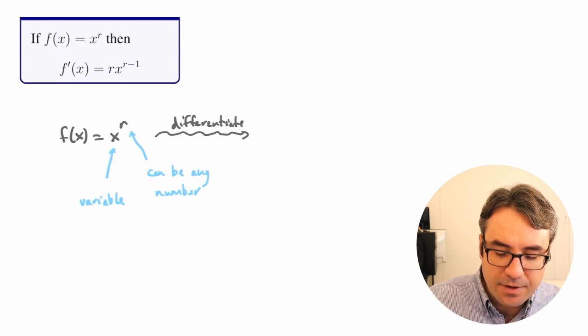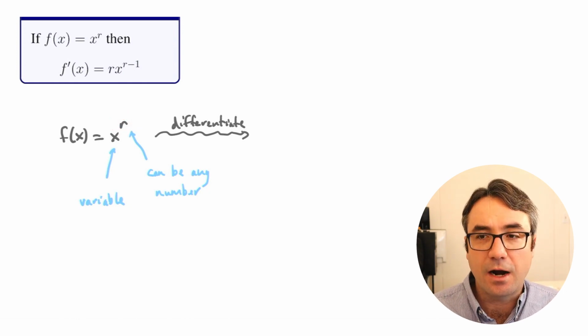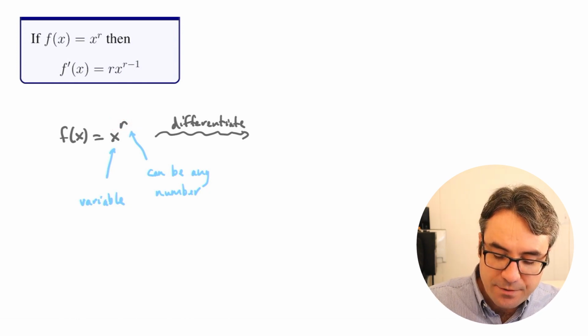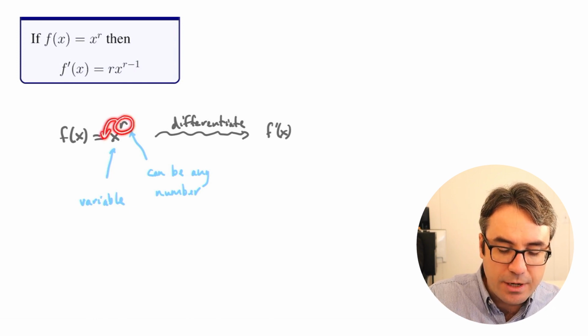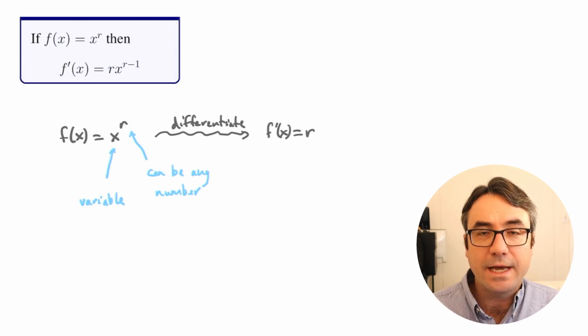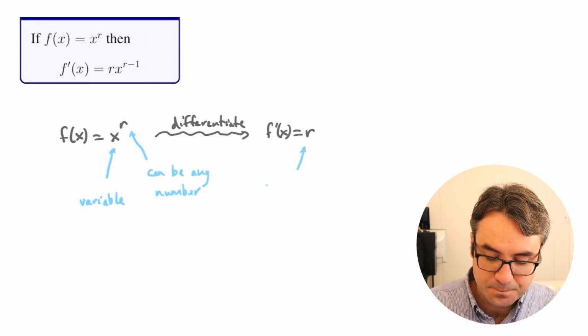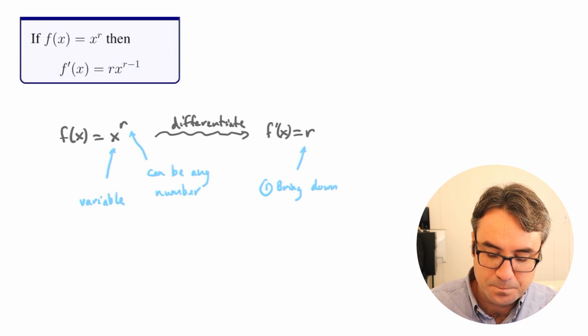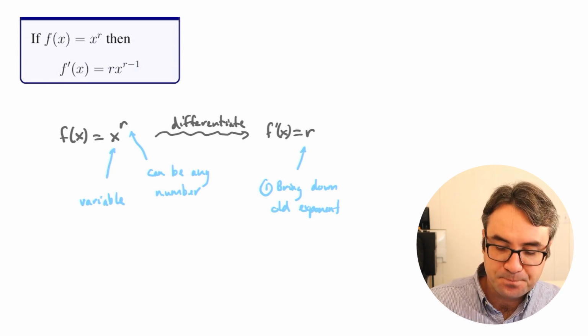I like to think of it in 3 steps. I'm going to look at this old exponent of r, and to get the derivative, I'm going to bring that old exponent down and put it in front. That's my first step. I'm going to put that old exponent in front.